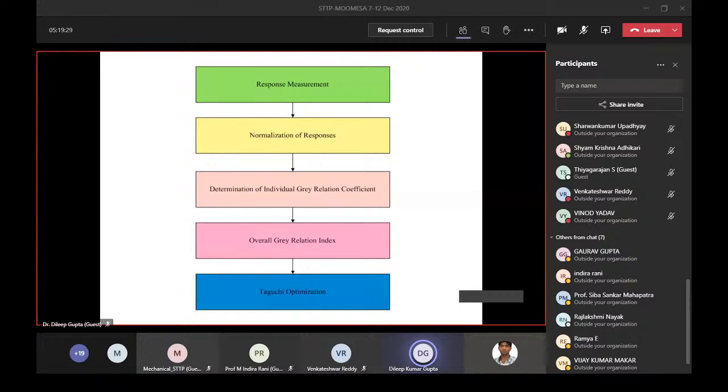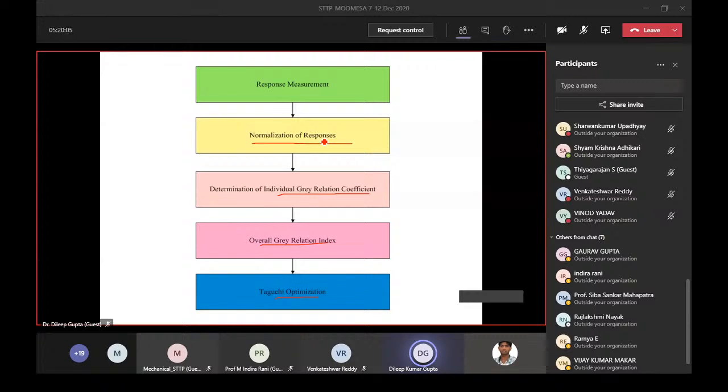The first step of gray relation analysis is response measurement. The responses we get from the DOE, design of experiment, will be normalized using gray relation analysis. Then we'll find out the individual gray relation coefficient. One more step is there in this method: we'll find out the overall gray relation index, and then we can proceed toward the Taguchi optimization.